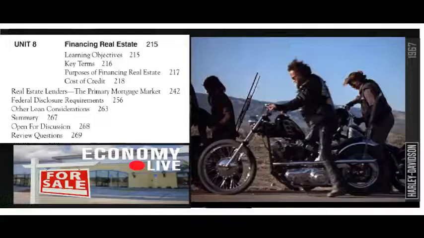Unit 8, Financing Real Estate. Loan-to-value ratio and PMI. The loan-to-value ratio is the percentage of the current appraised market value represented by the amount of the loan. In other words, what percentage of the value does their loan represent? If the loan-to-value ratio exceeds 80%, the borrower must obtain insurance for the loan amount over 80%.